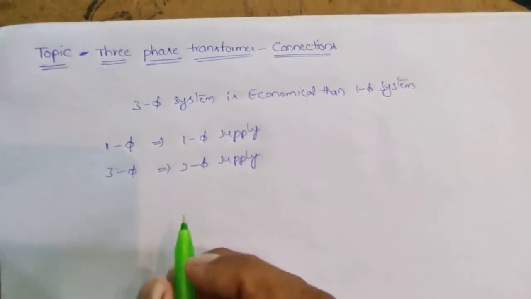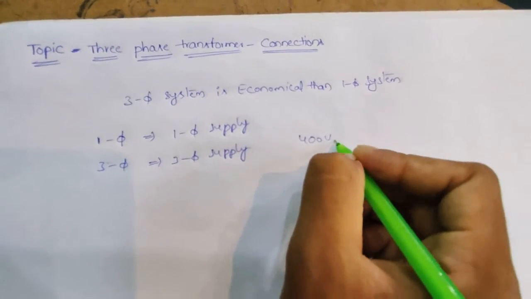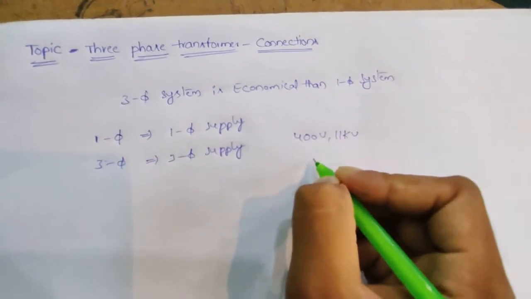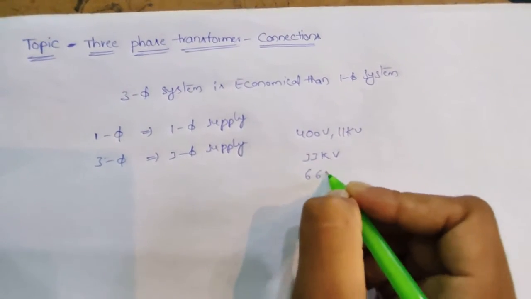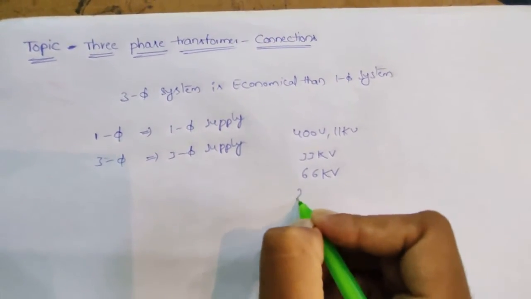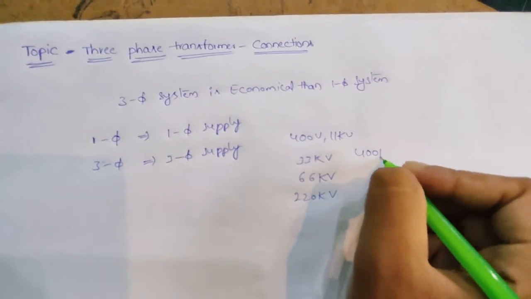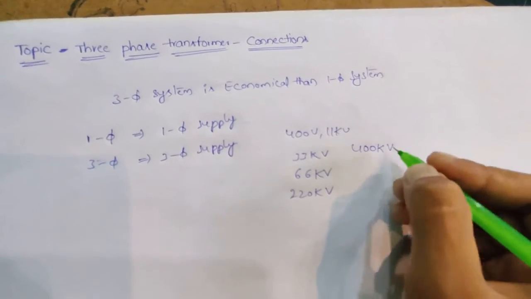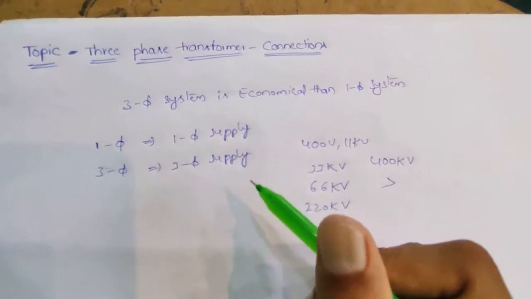In three-phase system, the voltages may be 400 volts, 11 kV, 33 kV, 66 kV, 220 kV, 400 kV, or more than this. This is somehow about three-phase transformers.